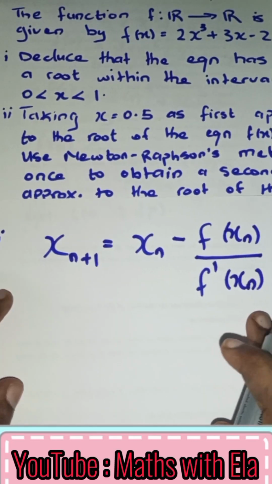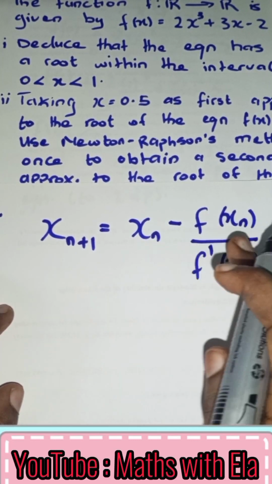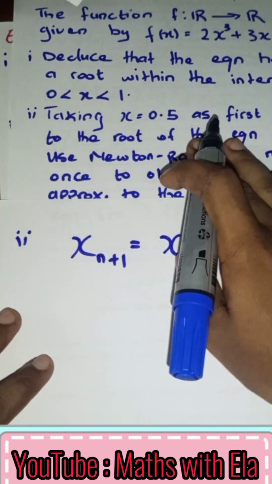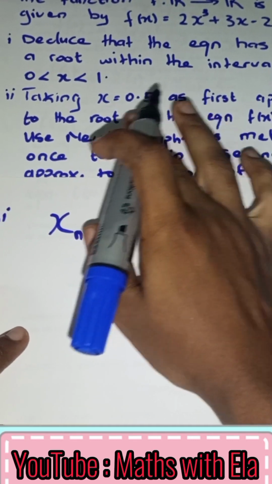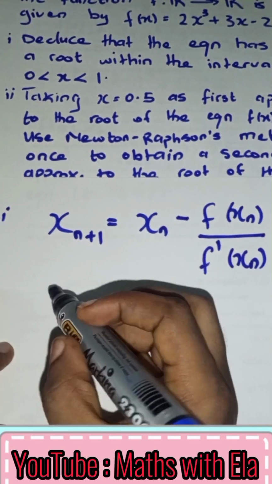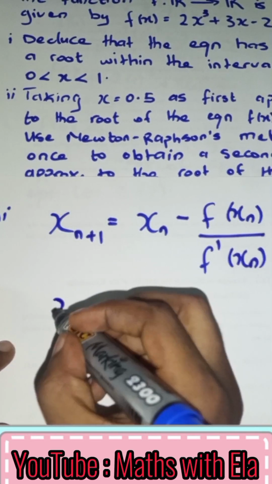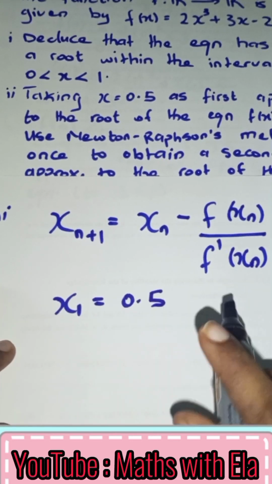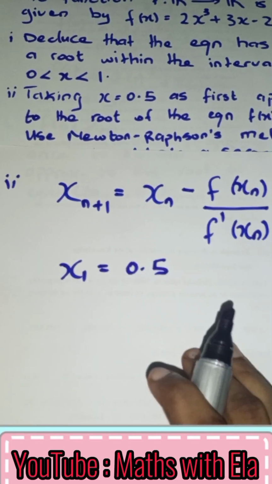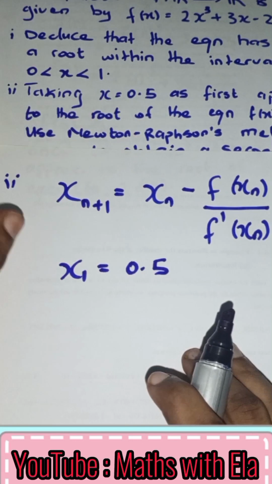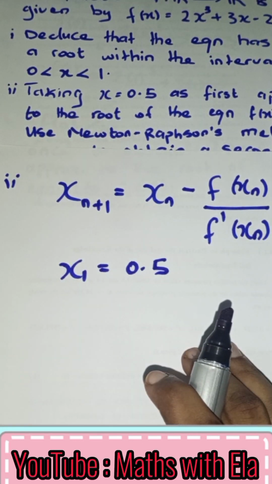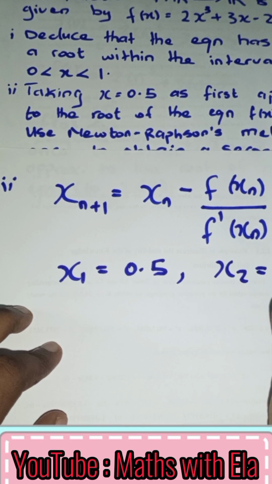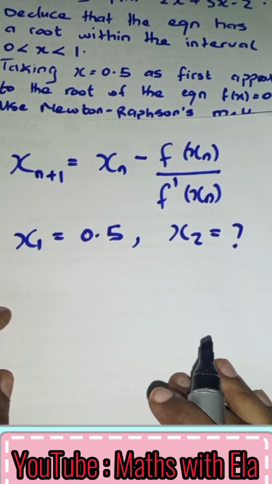So looking at this formula, we need x n, we need f at x n, and we need f prime at x n. X n in this case is what we've been given. We've been given the first approximation, that is x1 as 0.5. So the question says let us take x1 as 0.5, the first approximation. And we are looking for the second approximation. So we are looking for x2.